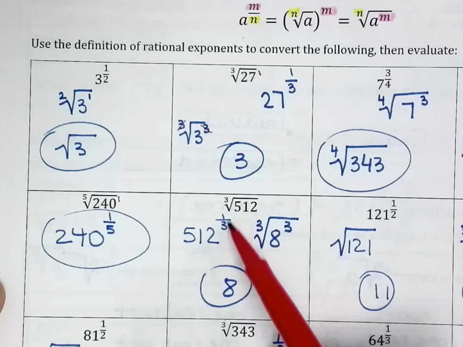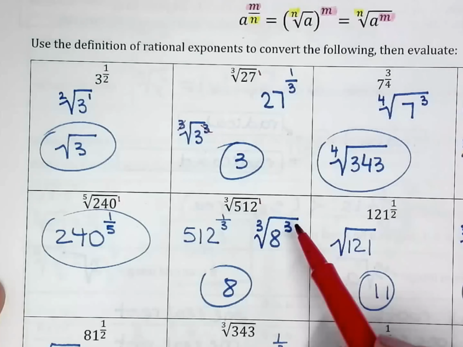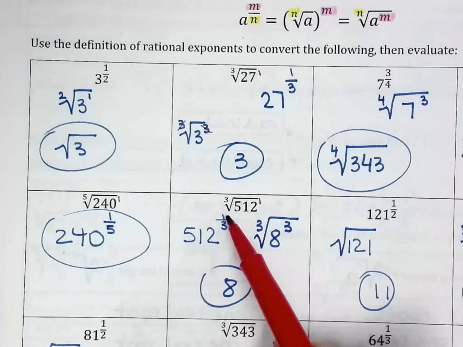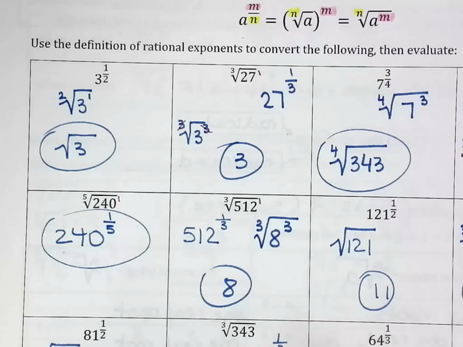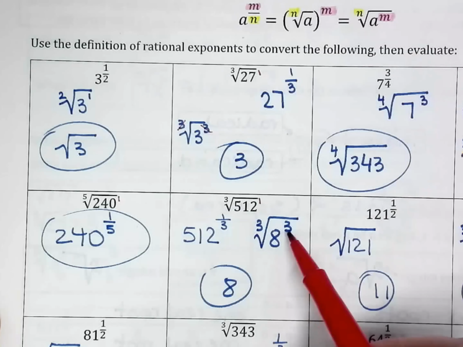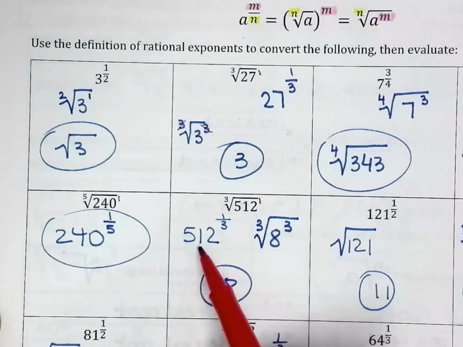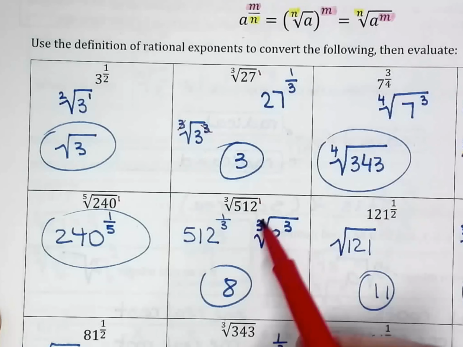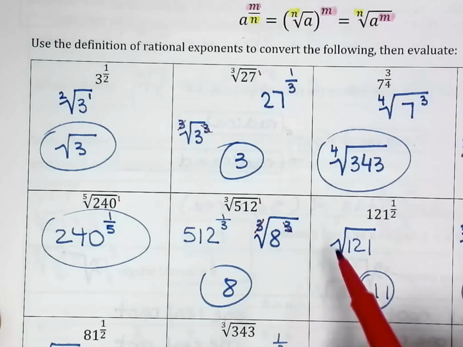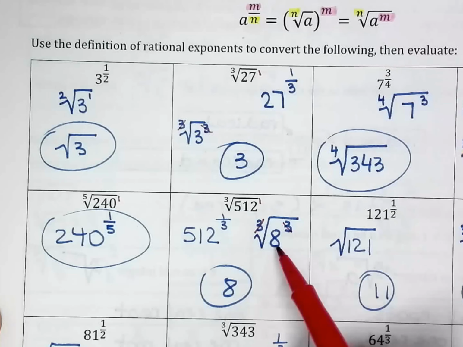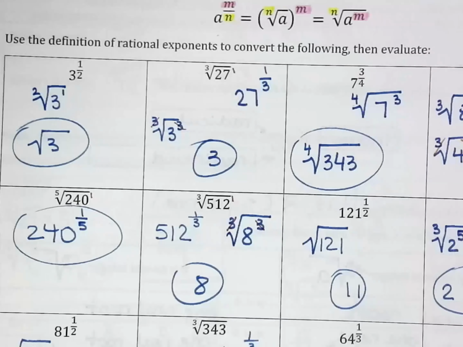Okay, so the next one, we rewrote it first with the invisible 1 on the exponent, and that's now the numerator from your rational exponent right there. Then 8 cubed is 512. Index and exponents are the same. That simplifies down to 8.